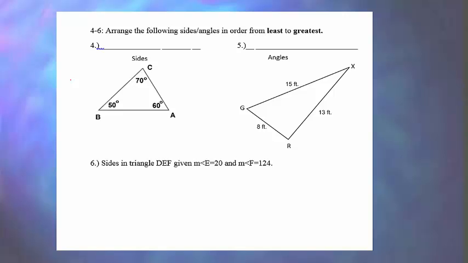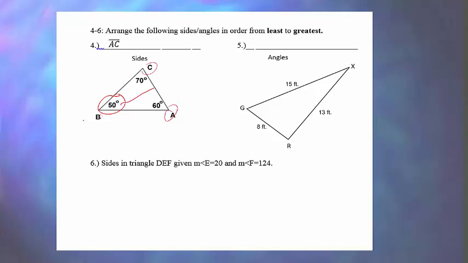In 4 through 6, you're given either angles or side lengths, and we're going to use those to put sides or angles in order from smallest to biggest. So if you look at number 4, the smallest angle is 50. I always look for the smallest angle. Since that is angle B, the side opposite of it is going to be the side with the letters that are not B. So the letters have to be different than the angle it's at. So side AC is your smallest side.